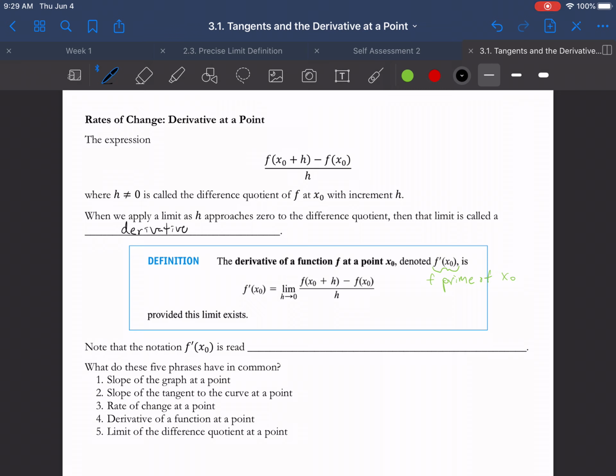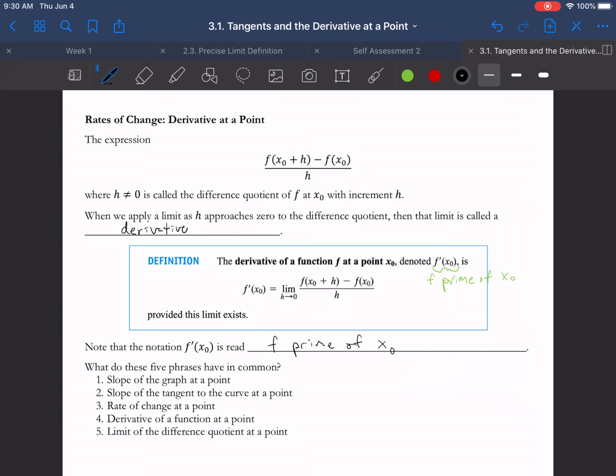So note that the notation f prime of x is what I just wrote up here. It's read f prime of x, or x naught in this case, but f prime of x naught, whatever's in there.